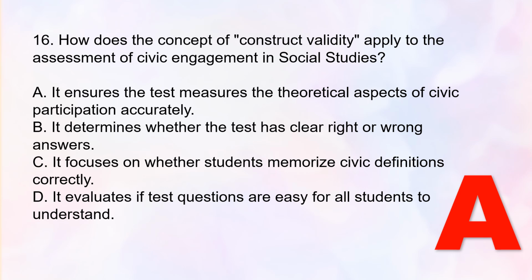For incorrect choices, for letter B, right or wrong answers relate to reliability, not construct validity. Letter C, memorization does not equate to real civic engagement. For letter D, accessibility is important but not related to construct validity. Only letter A is the correct answer.